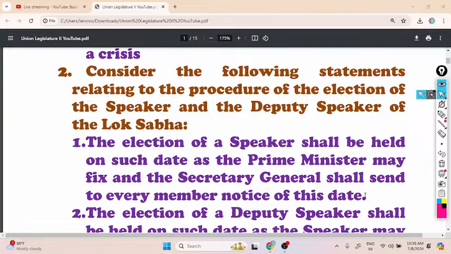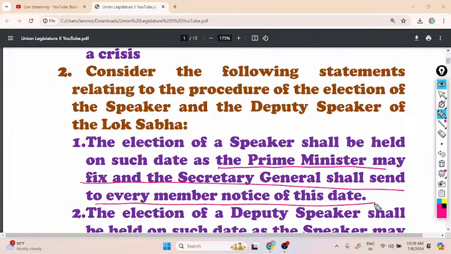The election of the Speaker shall be held on such a date as the Prime Minister may fix, and the Secretary General shall send to every member notice. This part of the question is wrong. Prime Minister may fix? It is the President that fixes the date of election of the Speaker. Although the Secretary General does these things, this is partially correct because the Prime Minister is not the appropriate authority to fix the election of the Speaker. It is the President who will fix it, and accordingly the election will be held. So it is a wrong statement.